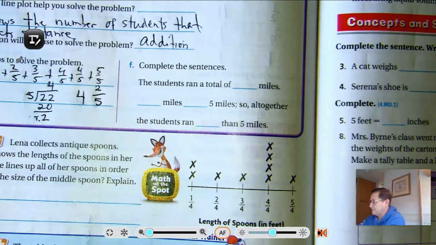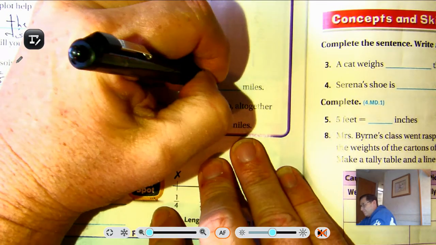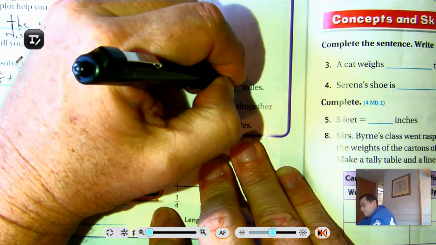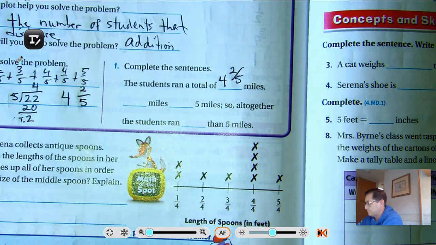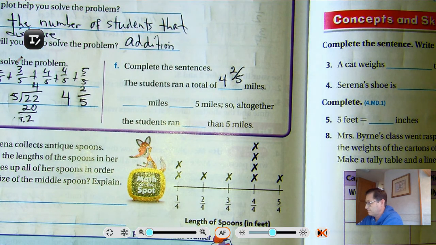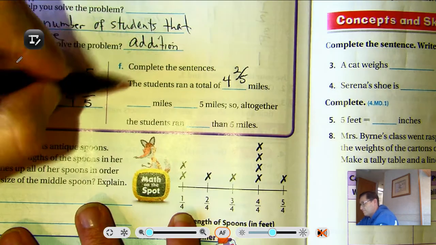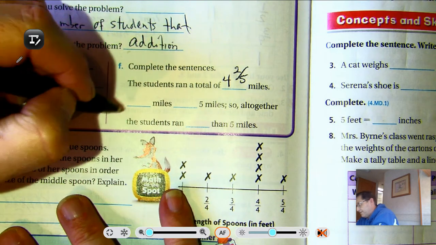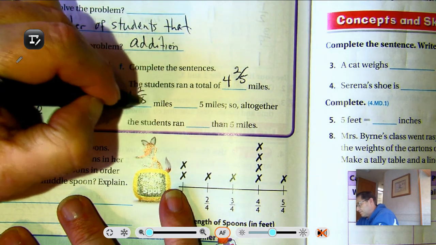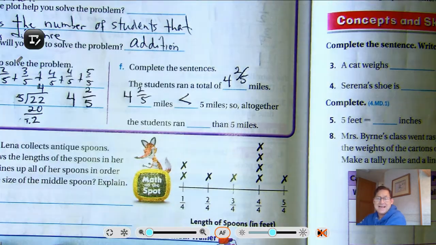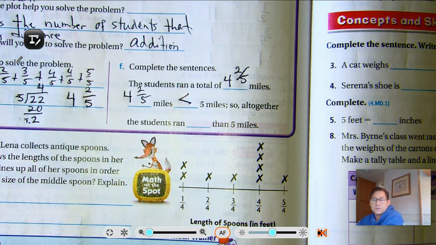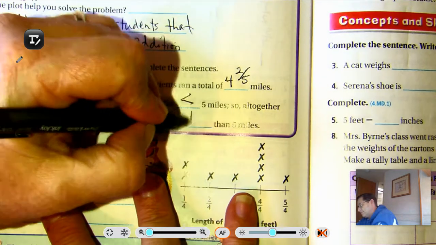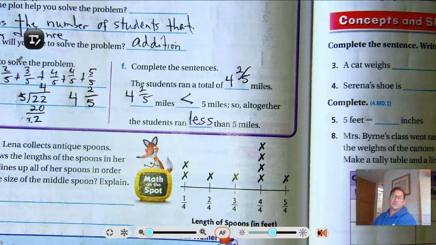So complete the sentences. The students ran a total of 4 and 2/5 miles. So 4 and 2/5 miles is less than 5 miles. So altogether, the students ran less than 5 miles.